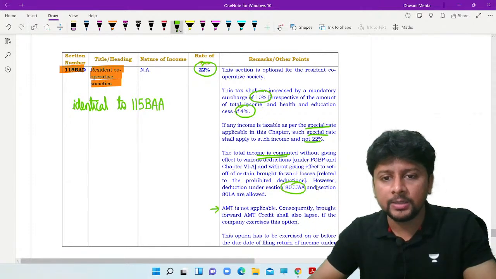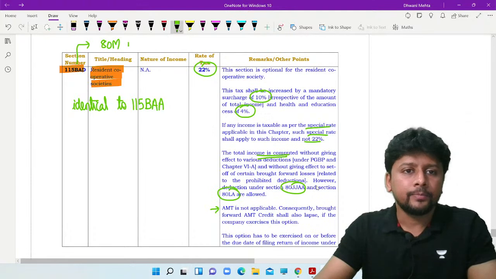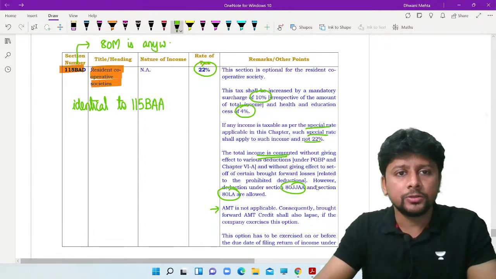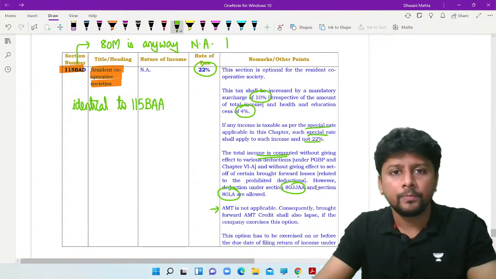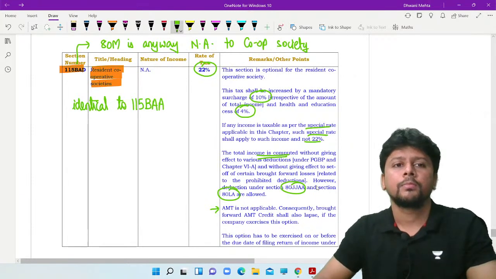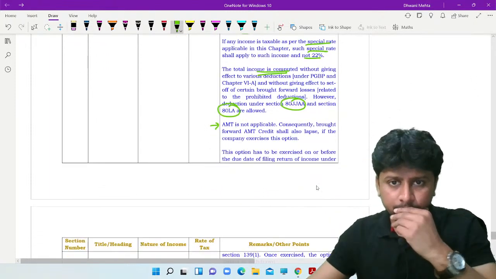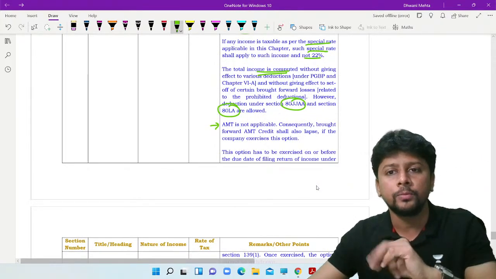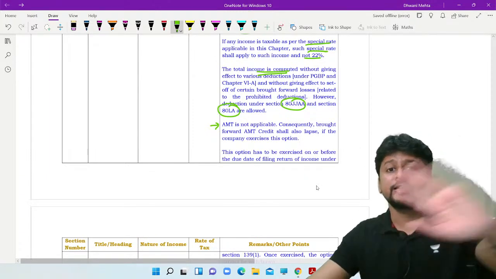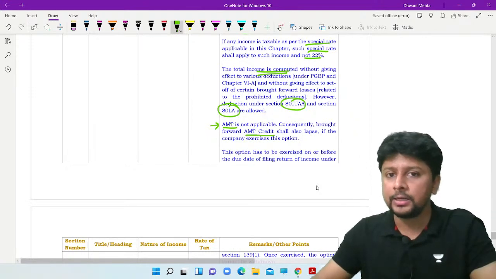You will be allowed 80JJAA and 80LA. Section 80M is for domestic companies only. Section 80M is anyway not applicable to cooperative societies. So 80M is out of the picture. 80JJAA and 80LA, you are allowed to take those deductions. But other than that, Chapter 6A is prohibited. No concept of AMT, no concept of AMT credit, nothing applicable.